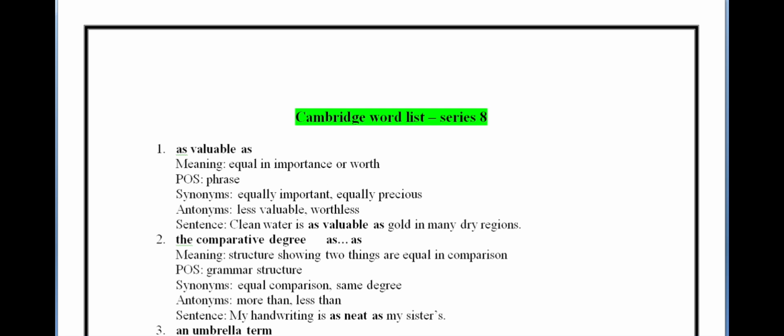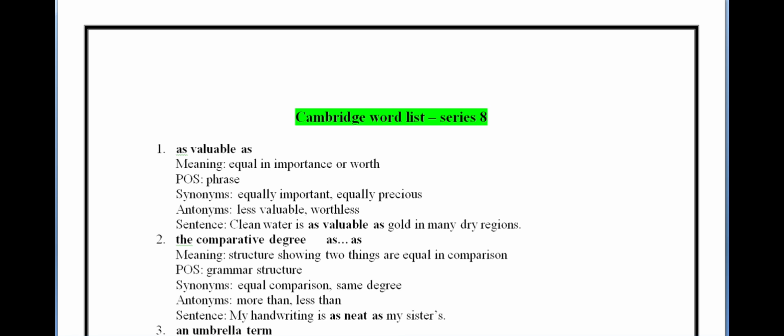Let's begin. Word 1. We will again have a word. We will understand the meaning. We will also have the parts of speech of it so that you clearly frame your sentence. And we will understand two synonyms, two antonyms, and a sentence usage of it.